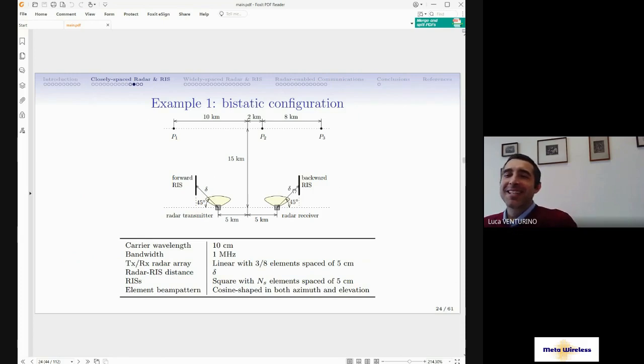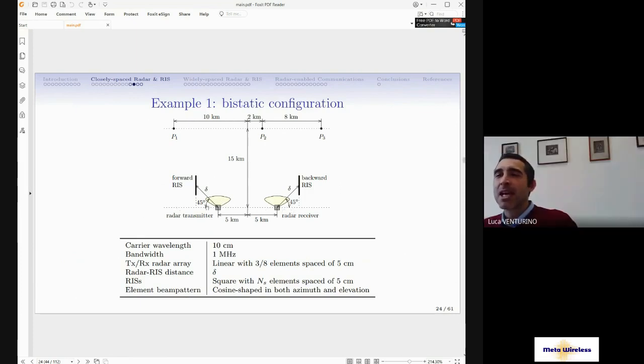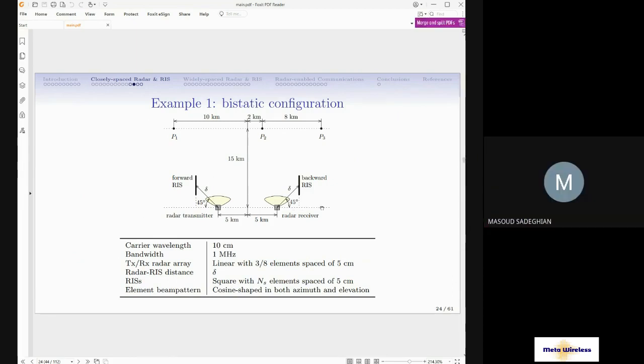Actually, the answer is in the system parameters that we are using. We did this on purpose. Here the forward RIS and the backward RIS are the same. However, the transmit array and the receive array are different. We have 3 transmit antennas here and 8 receive antennas here. This makes the system asymmetric. Of course, if you have the same number of transmit and receive antennas, and if you assume that the element gain is the same at both the transmit and the receive side, you would observe a perfectly symmetric plot, as you argued.